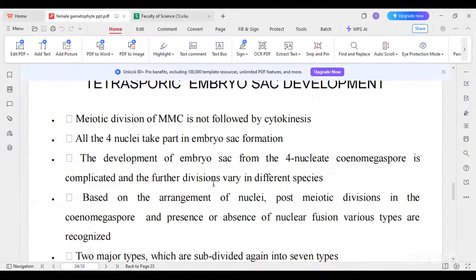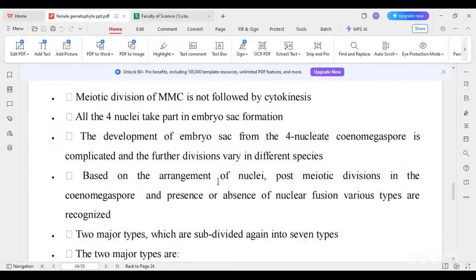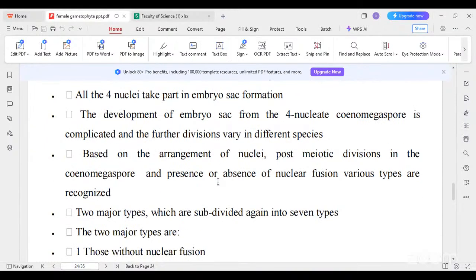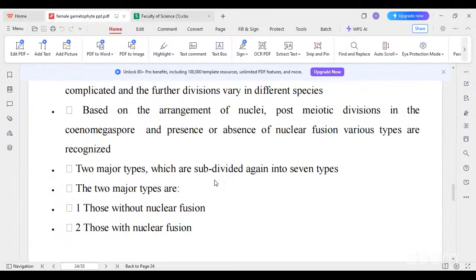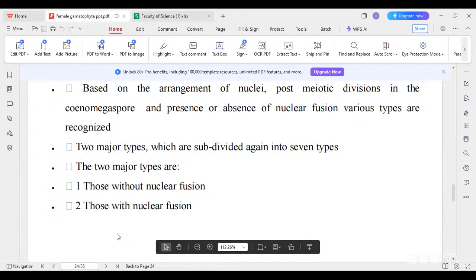the coenomegaspore, is complicated, and the further divisions vary in different species based on the arrangement of nuclei after mitotic division in the coenomegaspore and the presence or absence of nuclear fusion. Two major types are recognized, which are subdivided again into seven types. The first is those without nuclear fusion, and the second is those with nuclear fusion.